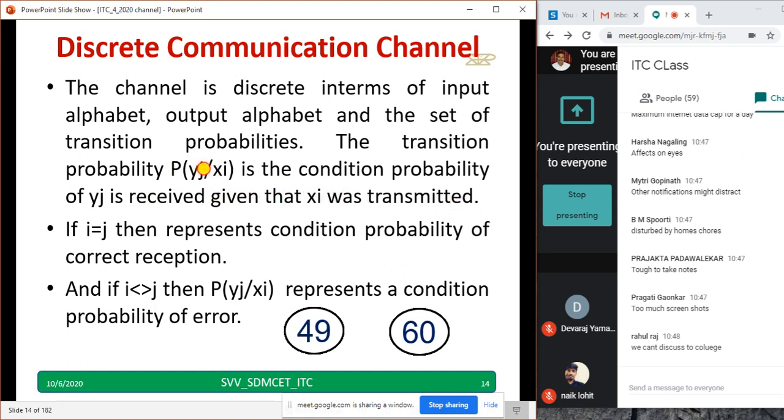If i equals j, then it represents a conditional probability of correct reception. I am sending A, I am receiving A. If i is not equal to j, I am sending A, I am receiving C, then it represents the conditional probability of an error. I want you people to understand these 4 lines. Read it twice, thrice. You can even copy down a part of that in your notes. I will wait for another 30 seconds.